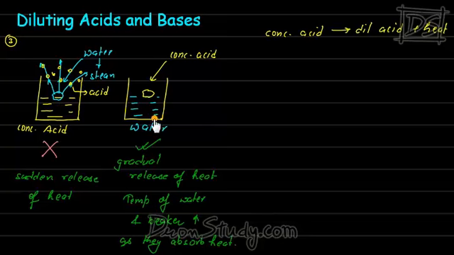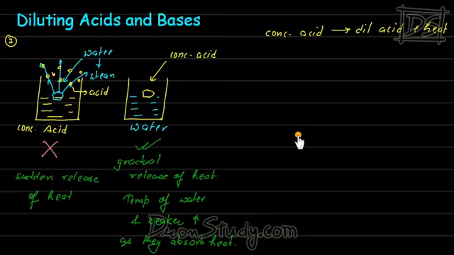People face problem in remembering whether this one is right or this one. It's very easy students. I'll tell you a trick. In this case, we have used more water and acid is less. So more water and less acid means safety. Here acid is more and water is very less. That means danger, danger, danger. Okay students, this way you will remember that in the laboratory we have to do it in this way.